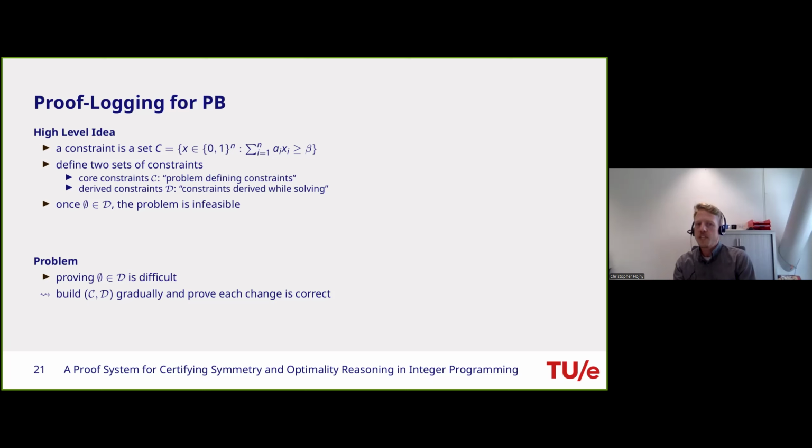But this is, of course, difficult, because proving that the empty set is a derived constraint is as difficult as solving the entire problem, because this is actually what we want to do. And so their idea is to start with a configuration C, D of core and derived constraints that is relatively easy. And then I want to gradually change it. And I want to prove that every one of these changes that I apply is actually valid, such that in the end I can verify that the empty set is indeed in the set of the derived constraints.